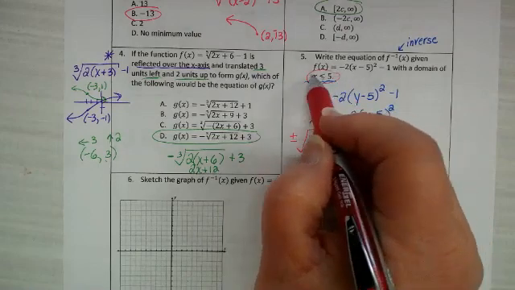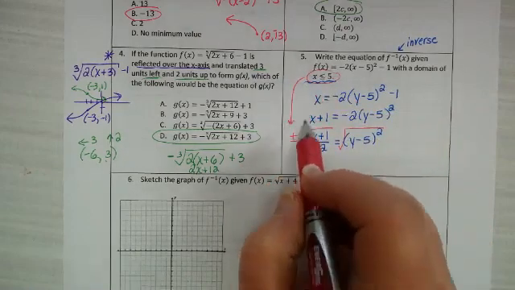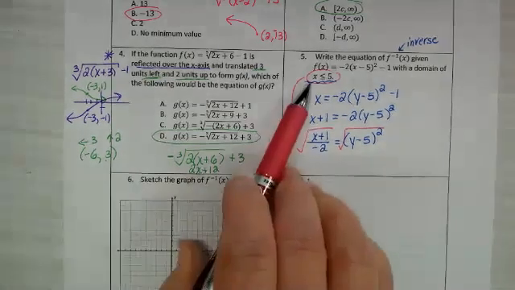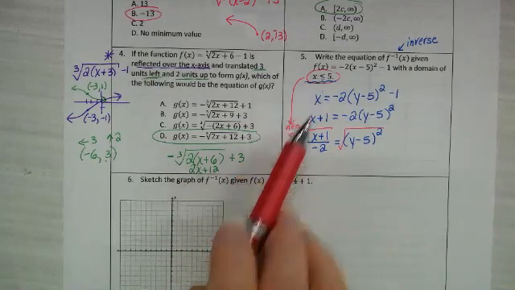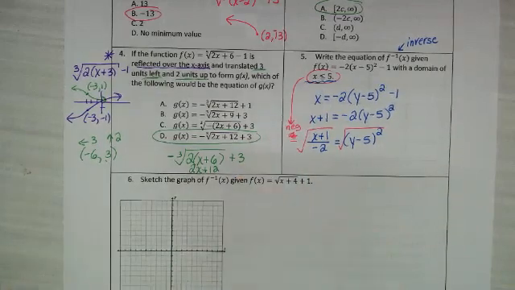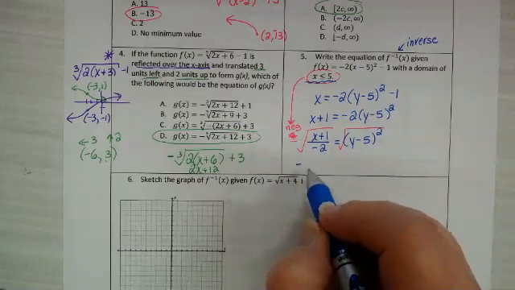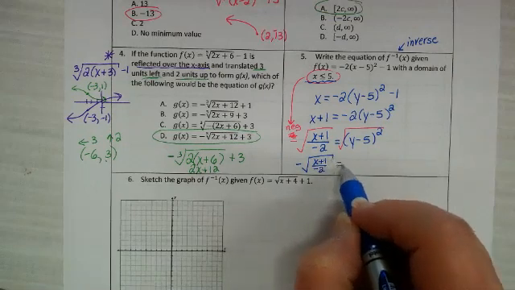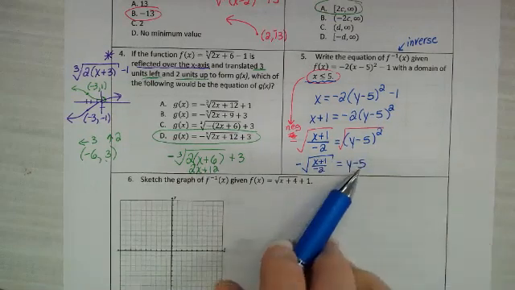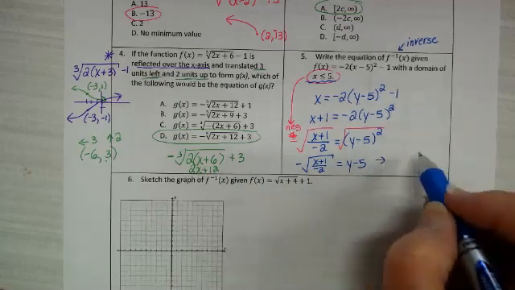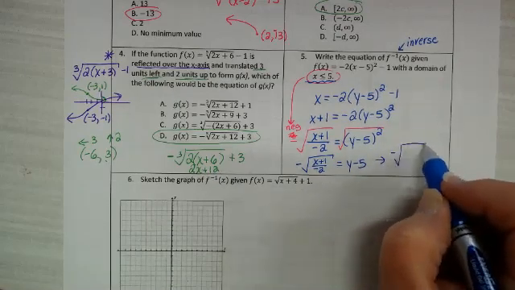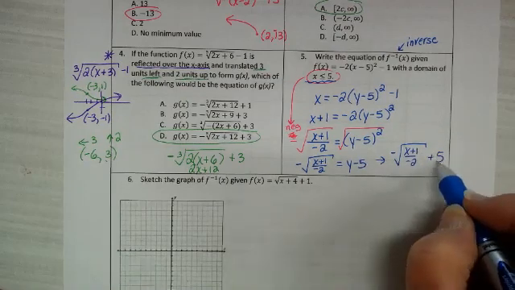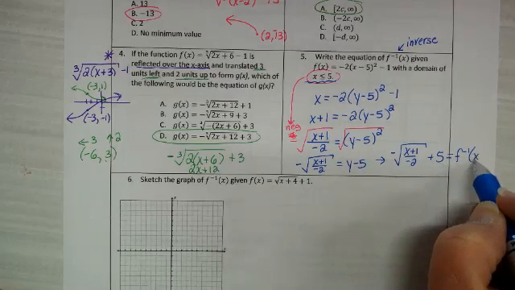However, because of this restriction, they told me I only want the negative side. I don't want the positive because they told me I wanted just the left side, which reflects to the bottom. So now I have negative square root of (x + 1)/-2 equals y - 5. So all I have left to do is add 5 to both sides. And I've got negative square root of (x + 1)/-2, plus 5. And that is my inverse.